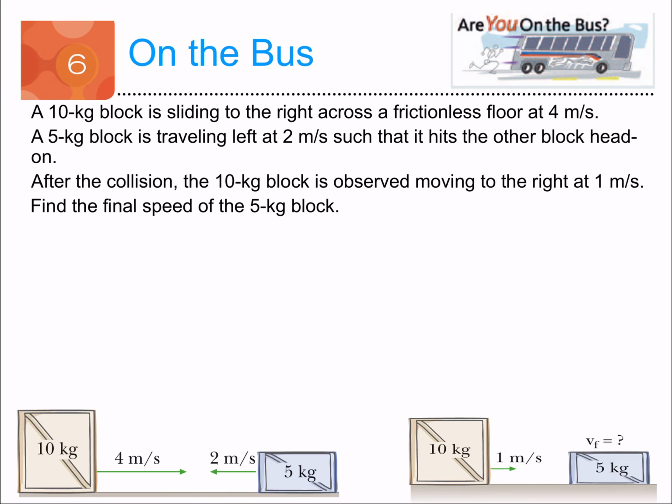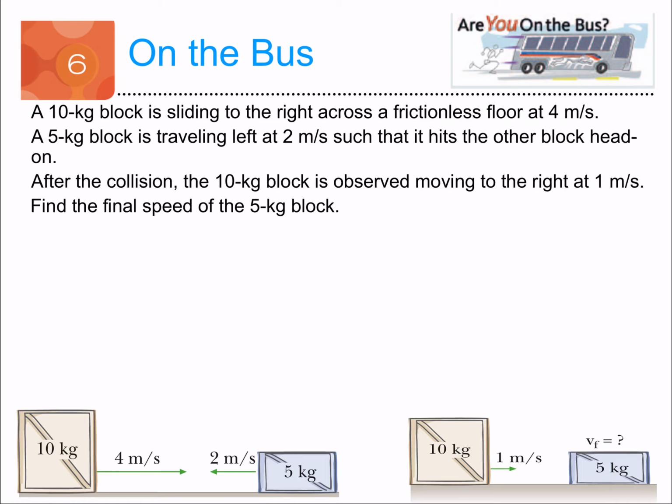So let's look at a sample problem. We have a 10 kilogram block sliding to the right across a frictionless floor at 4 meters per second. We have a 5 kilogram block traveling to the left at 2 meters per second, such that it's going to hit the other block head on. You can see the picture along the bottom of the screen. After the collision, the 10 kilogram block moves to the right at 1 meter per second, and you're asked to find the final speed of the 5 kilogram block. So it's a momentum problem.